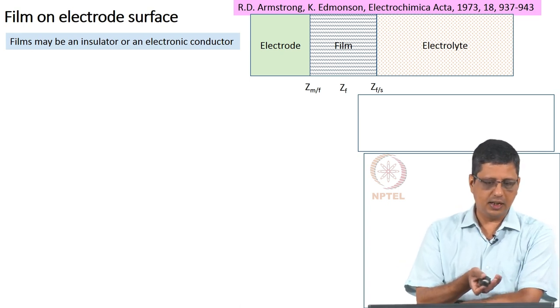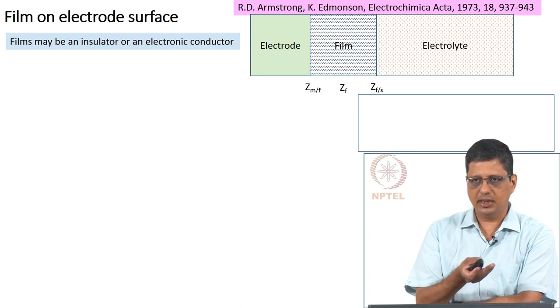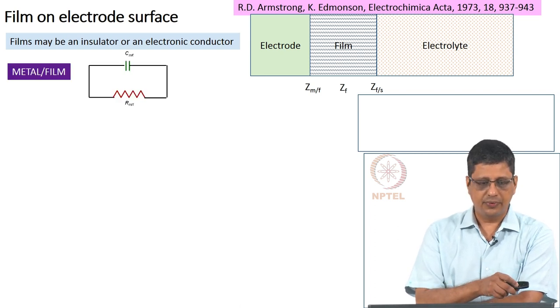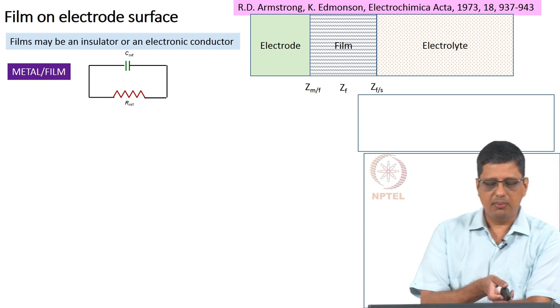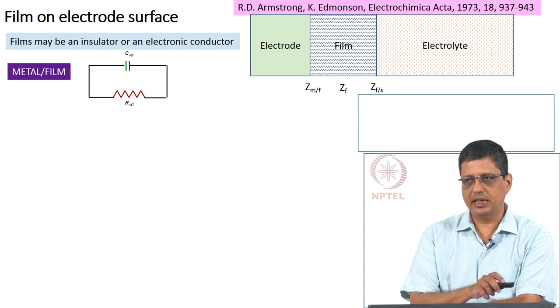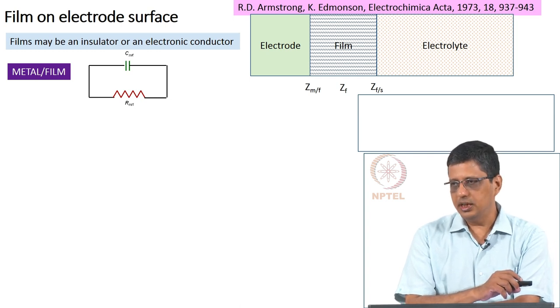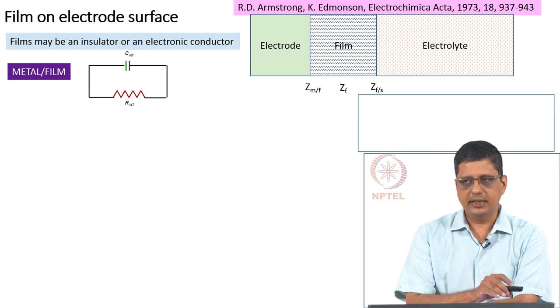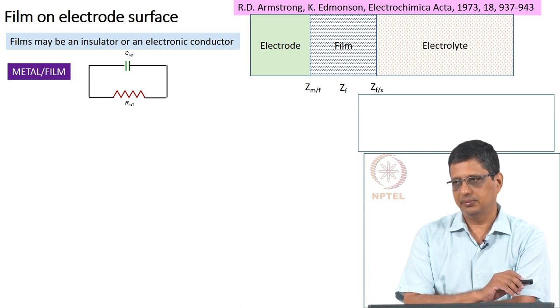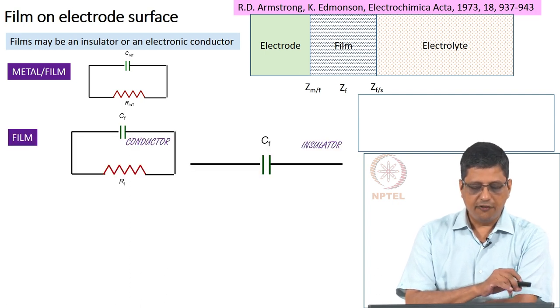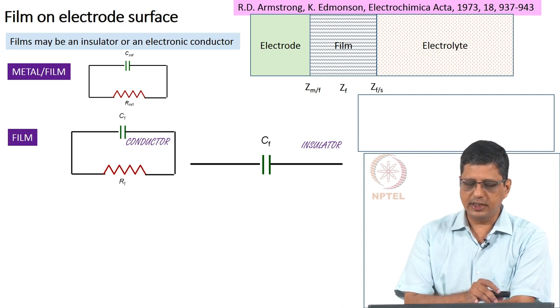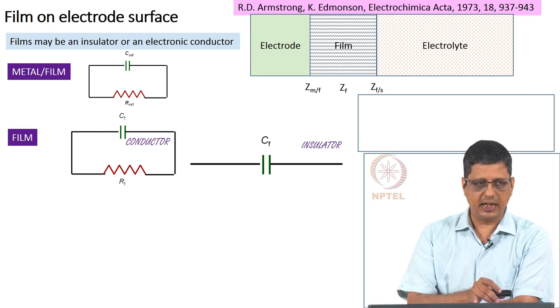The film can be an insulator or electronic conductor. Electronic meaning it can have electrons or holes. The metal film interface was proposed to be modeled by a resistance in parallel with a capacitance. Usually a resistance is sufficient to model this if the film is a conducting material. The film itself, if it is a pure insulator, can be represented by a capacitor.